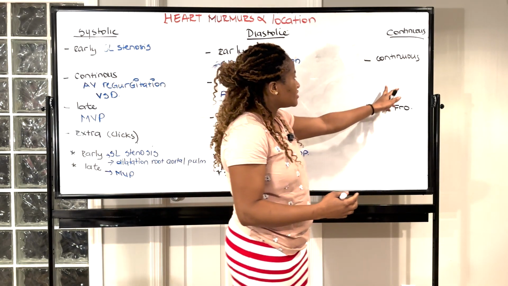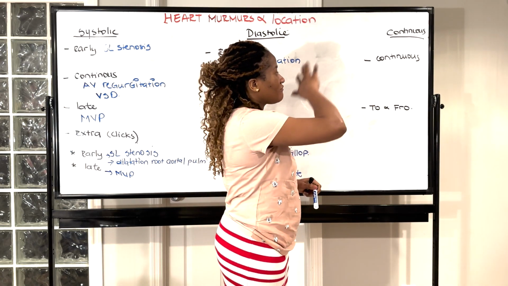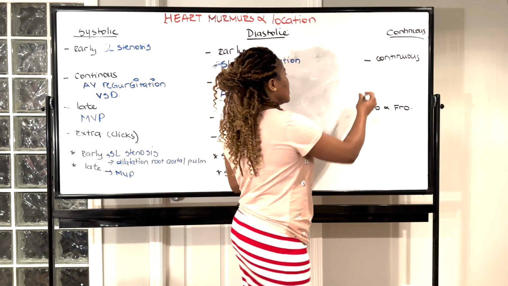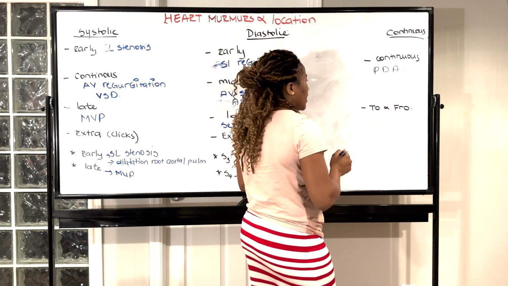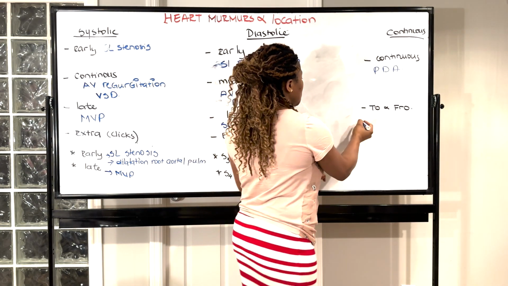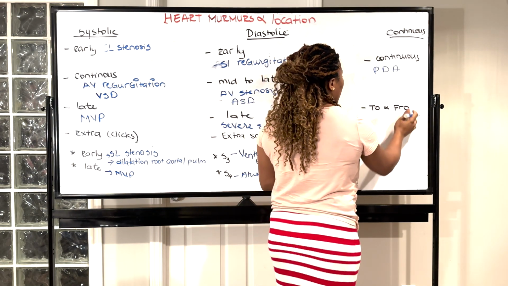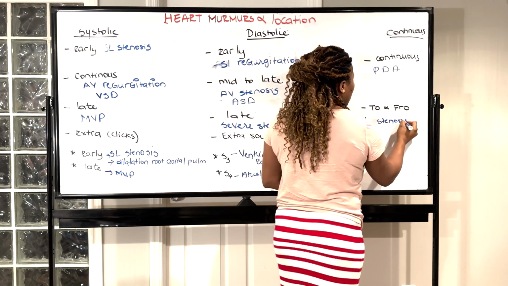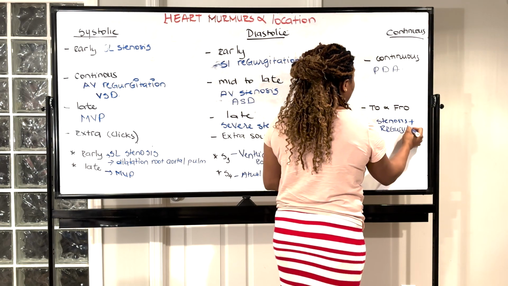Now let's go to continuous murmur. So we have it through all the cardiac cycle, systolic and diastolic, and that's going to be our patent ductus arteriosus. And we mentioned for the 2 and 4 is when your semilunar valves, aortic and pulmonic valves, both have stenosis and regurgitation. Very sad.